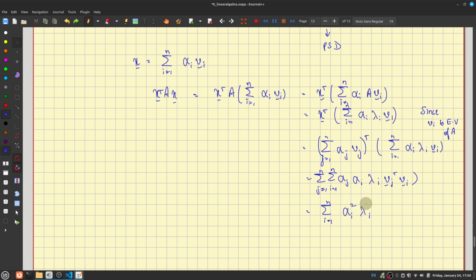What can you say about this? This is non-negative because the lambda i's are all greater than or equal to 0. Alpha i squared obviously has to be greater than or equal to 0. So this quantity is greater than or equal to 0. Which means that if A is positive semi-definite, then x transpose Ax is greater than or equal to 0 for all vectors x. Right? And again, if it is positive definite, then all of the lambda i should be strictly greater than 0, and at least one of the alpha i's should be non-zero, because we're looking at non-zero vectors x. So then this quantity would be strictly greater than 0 for every non-zero vector x.